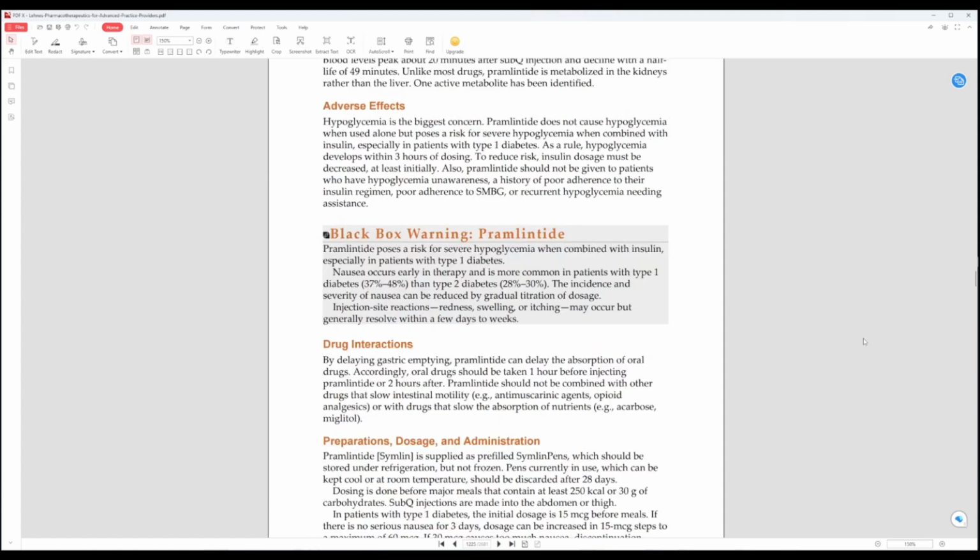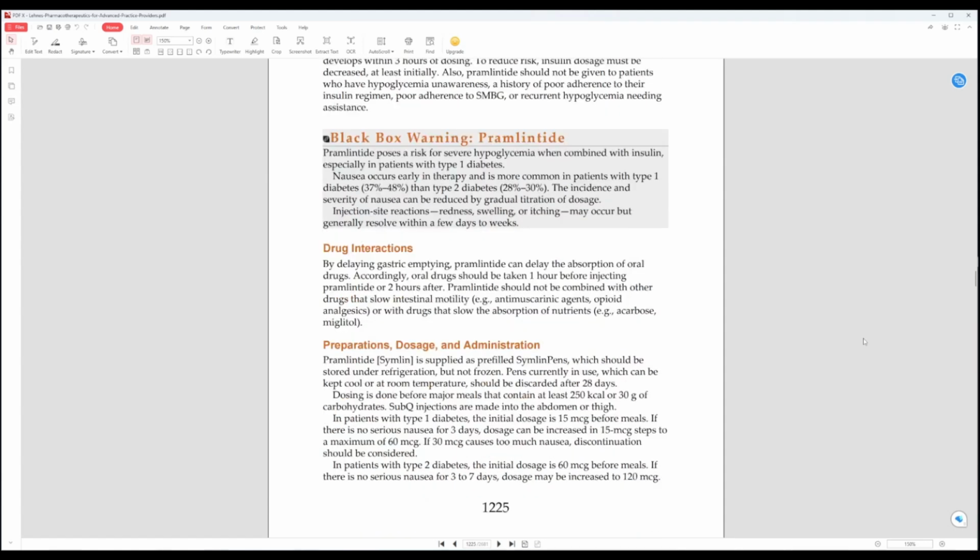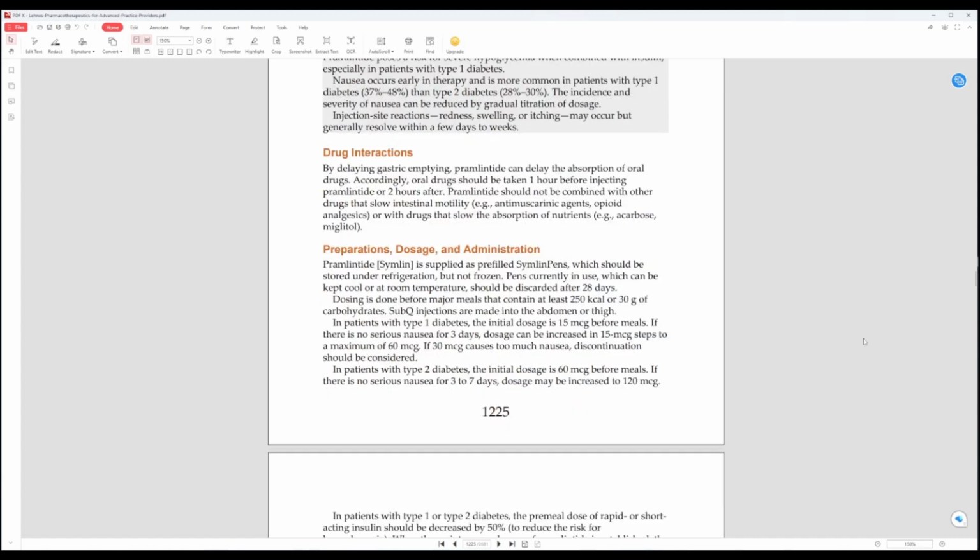Pramlintide poses a risk for severe hypoglycemia, again when combined with insulin, especially in type 1 diabetes. Nausea occurs early in therapy and is more common in patients with type 1 diabetes than type 2. The incidence and severity of nausea can be reduced by gradual titration of dosage. Injection site reactions, redness, swelling, or itching may occur, but generally resolve within a few days to weeks.